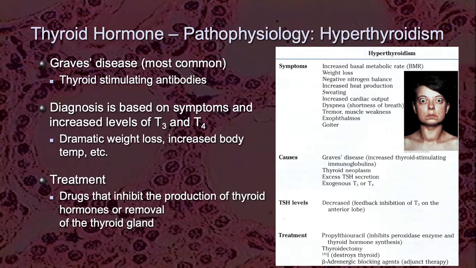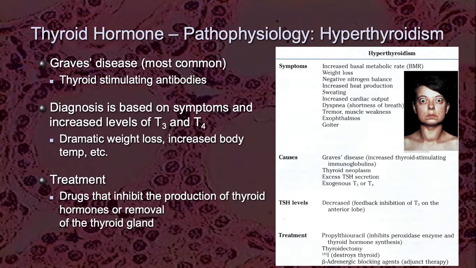The most common cause of hyperthyroidism is Graves' disease, which is where your body produces thyroid-stimulating antibodies. Antibodies are usually produced by your body to go and attack bacteria and viruses and things like that, attach to them and kill them. But these antibodies will bind to and activate the thyroid. So now the thyroid is producing TH when it doesn't necessarily need to.